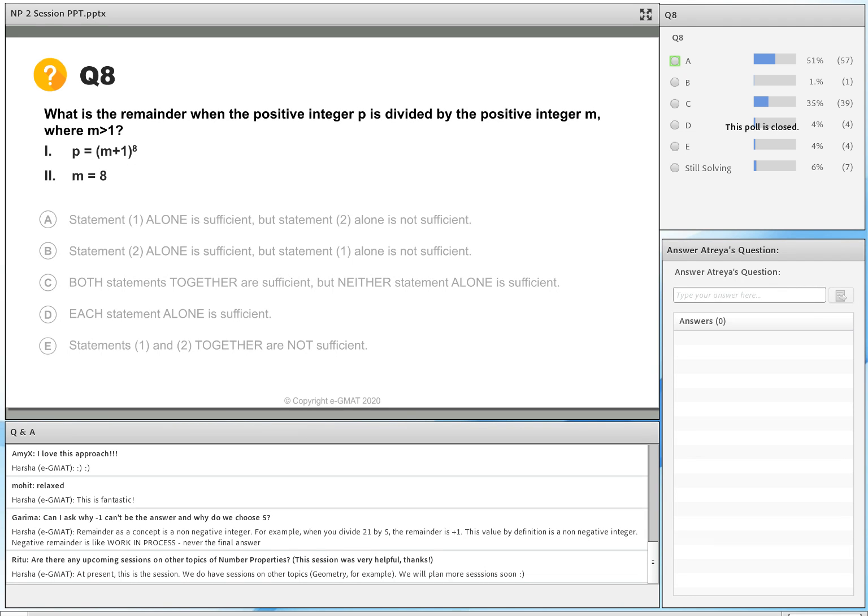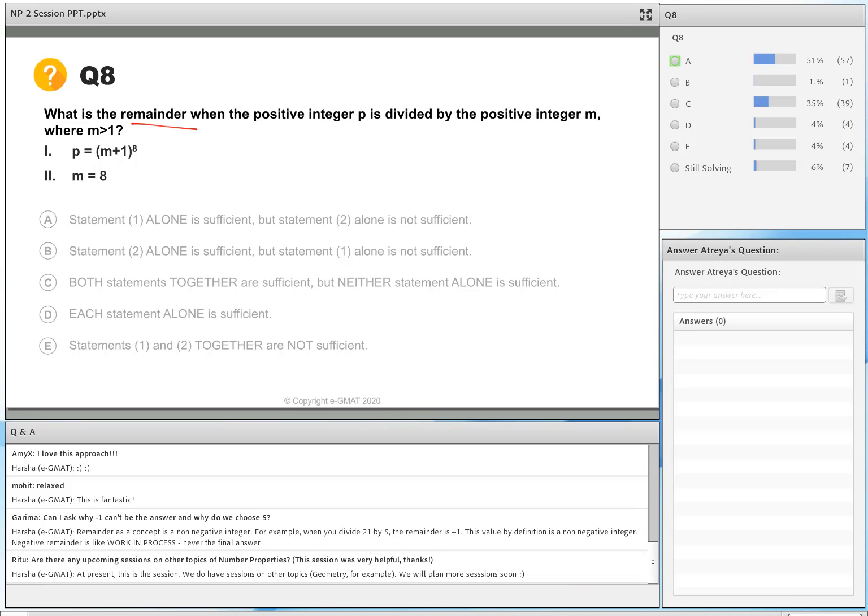Now, what I have here, 51% of you tell me that the answer for this question is choice A. 35% of you tell me that it's choice C, that is, I need both the statements together. All right, perfect. Let's now look at the question and try to solve this one out.